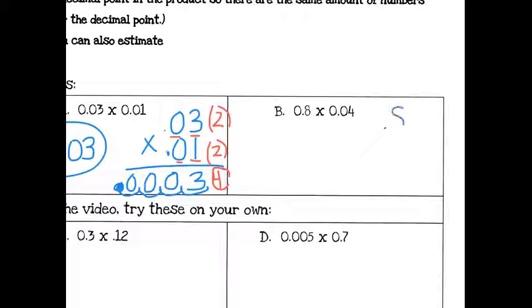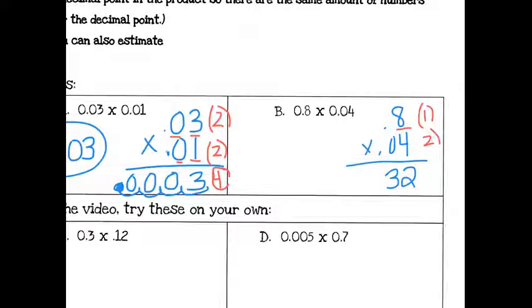Okay, so we're doing 8/10 times 400ths. Okay, we know that 8 times 4 is 32. Then we're going to look at the factors. There was 1 number after the decimal point in our first factor. Oops, I wrote 2, but I meant 1. Sorry about that. Okay, there's 1 number after the decimal point in the first factor.